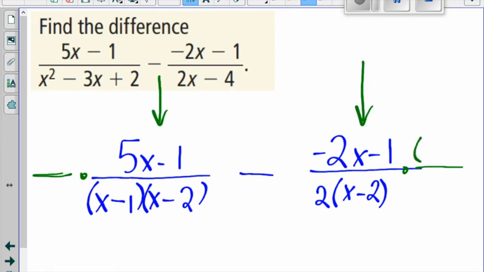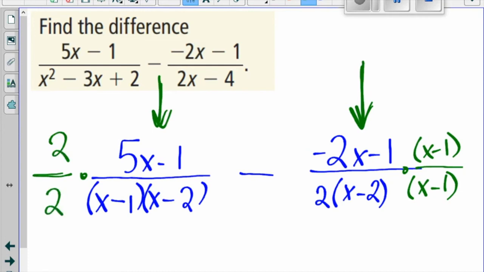X minus 1. Because the one on the left has x minus 1 and x minus 2. Those are the two things it has. Well, the one on the right has an x minus 2. It doesn't have the x minus 1. So we're going to multiply it by x minus 1 so that they can be the same. Now we're going to go the other direction. What does the one on the right have that the one on the left doesn't? Well, 2. So we're going to multiply it by 2 over 2. Try to make them be the same.